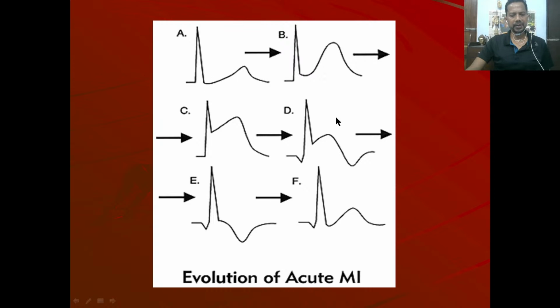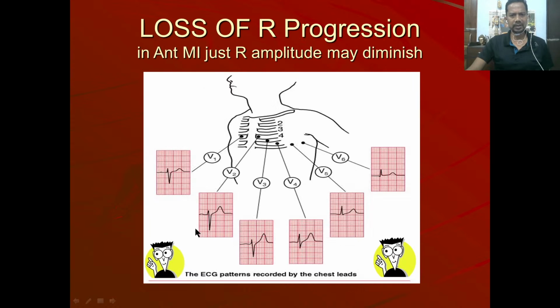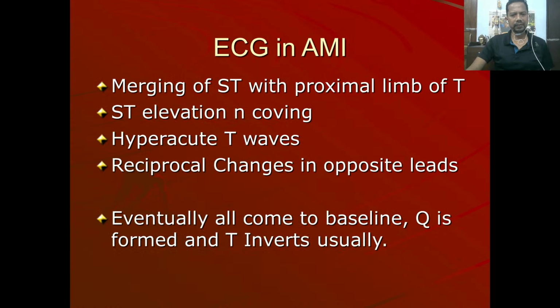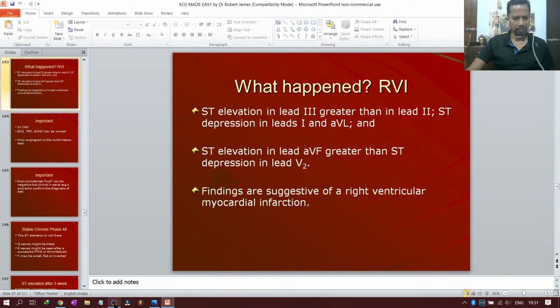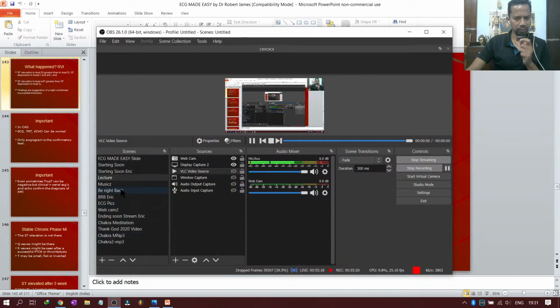Initially there will be hyperacute T waves and there will be coving, slowly they will settle down, T will invert, the Q will develop. So we have discussed this finding endless number of times, and the progression of R waves may diminish in anterior wall MI. So we'll just take a small break guys for 2 minutes, and then we'll start again.